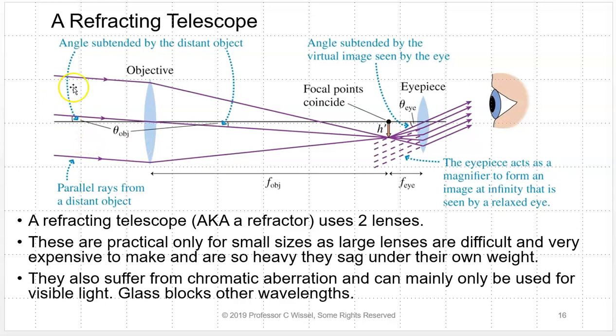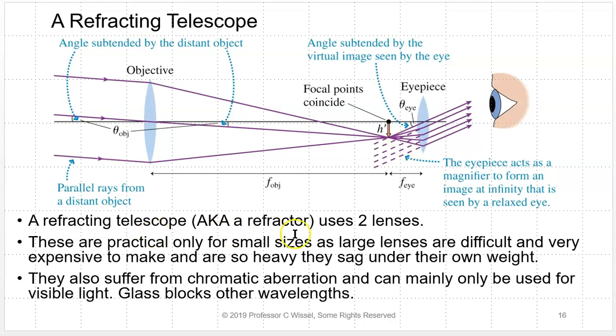Now, here is a simple ray diagram for a refracting telescope. Okay, here's the focal length of the objective. Here's the focal length of the eyepiece. This would be the length of the tube, this plus that. We're looking at parallel rays from a distant object. And that will, of course, come to focus here at the focal length because they're parallel rays. And the eyepiece acts as a magnifier to form an image at infinity that's seen by the relaxed eye.